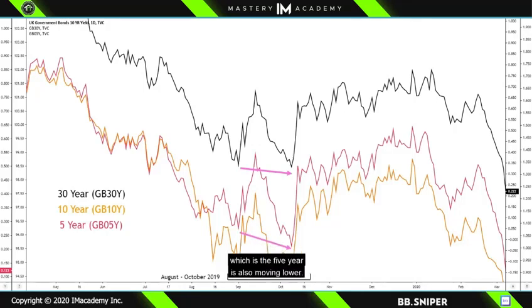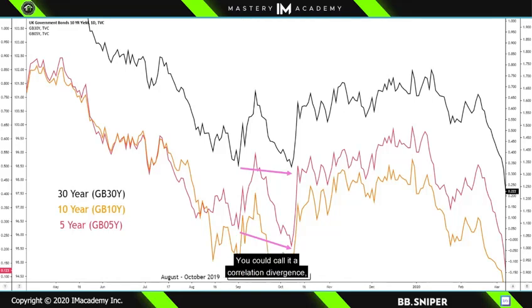So the pink line, which is the 5-year, is also moving lower, which again, they're correlated. They're going to move very similarly, and there you have it. Now, this is the important part when we get to the 10-year. The 10-year yield is actually making a higher low. So it's going higher while the other yields are going lower. So that would be a divergence.